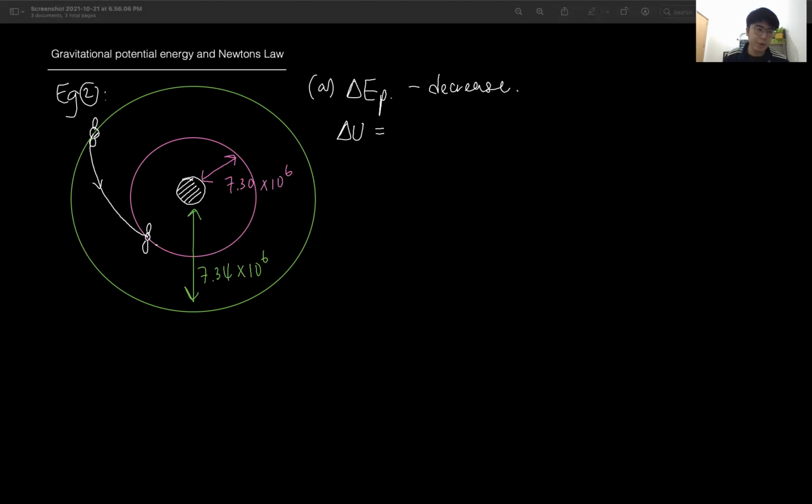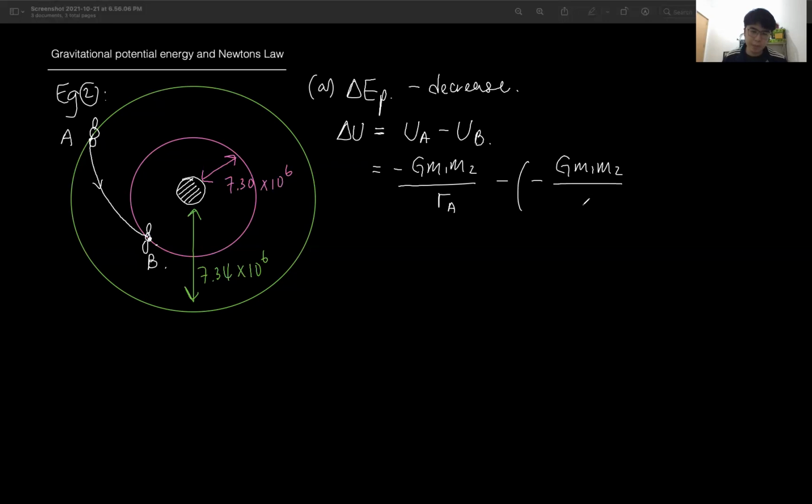Okay, let's put some points in. Let's say this is point A and this is point B. Point A is further away, higher altitude, so it's larger than point B. So we take UA minus UB, bigger minus smaller, which equals negative GM1M2 over radius A, minus negative GM1M2 over RB.